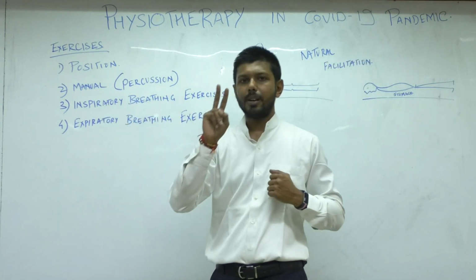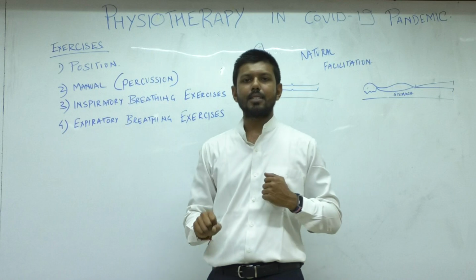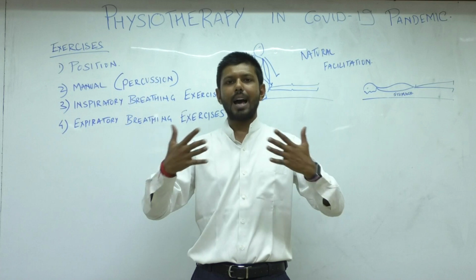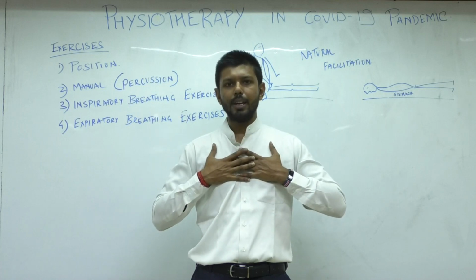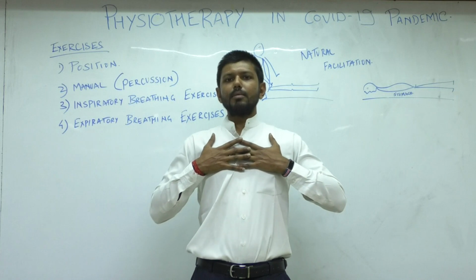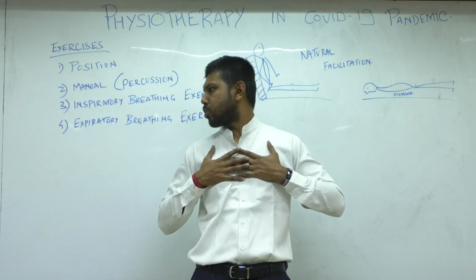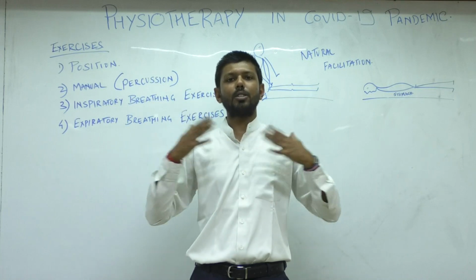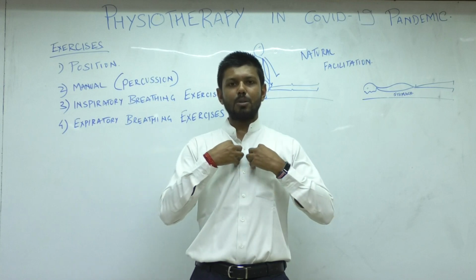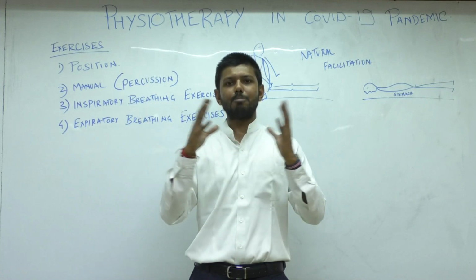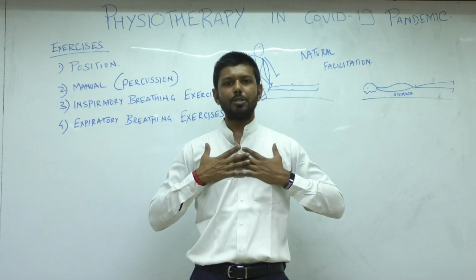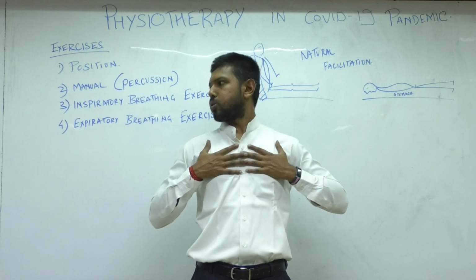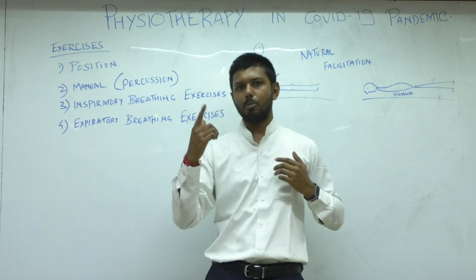Number 3 are the inspiratory breathing exercises. They are two very basic, important breathing exercises. In number 1, you keep your hands on your chest, slowly breathe in through your nose and blow out through your mouth. I keep my hands on my chest to gauge how well my chest is expanding. That will stimulate that particular aspect of the lung and help air entry. So you put your hand on your chest, breathe in through your nose, expanding your chest, and blow out. That's number 1.